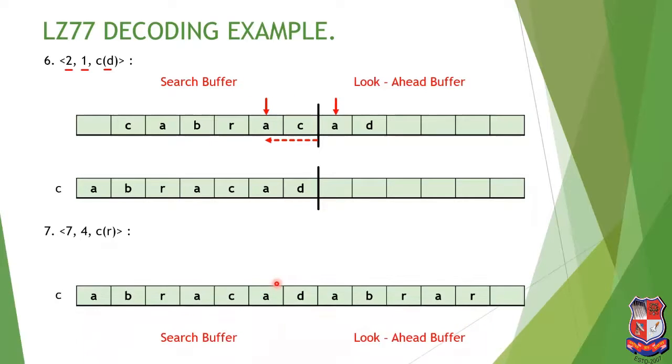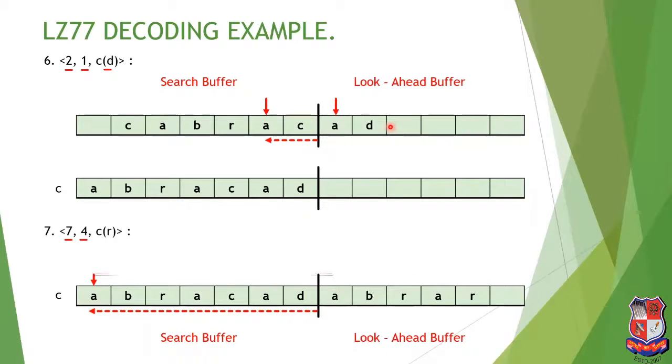Now next, the offset is 7, the length of match is 4 and our code word is C of R. So our offset is 7. For that, the search pointer points at the symbol A here, because the offset is 7: 1, 2, 3, 4, 5, 6 and 7. And the length of match is 4. So we copy the 4 symbols from the search buffer to the look ahead buffer.